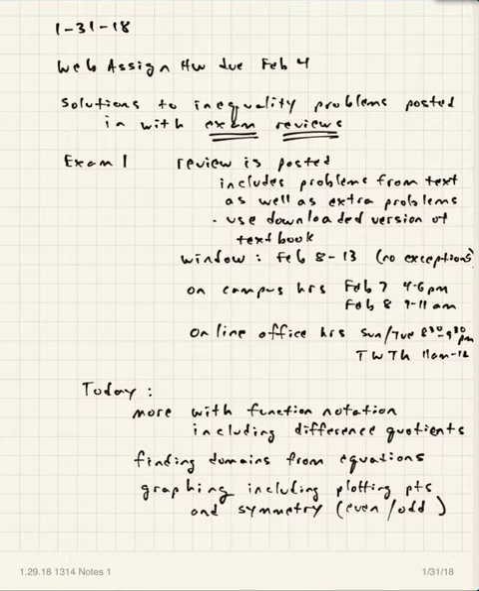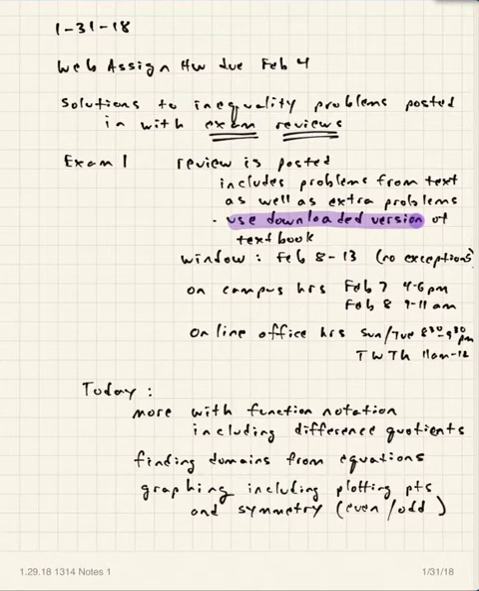The review is posted. Make sure that you use the downloaded version of the textbook when you are looking at problems on that review. The review has both problems from the textbook and problems that I've added. I've got 14 or 15 of my own problems on there also. The solutions to all of my problems are part of the review. The answers to the textbook problems are in the back of the textbook. Also remember that you have to use the downloaded version.